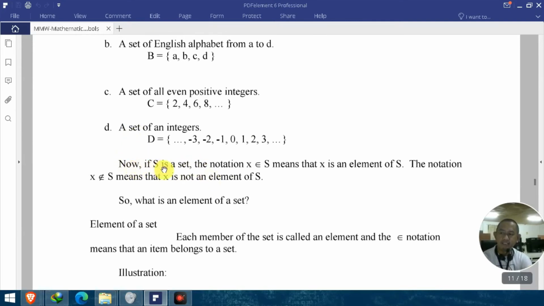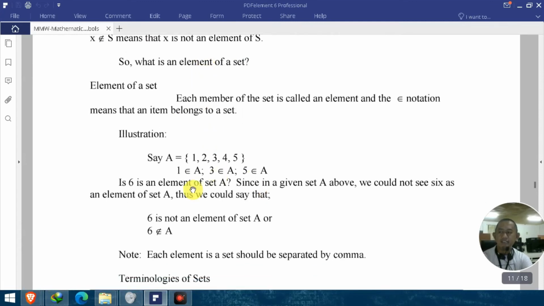Now, if S is a set, the notation is x. Then we have this symbol here, meaning x is an element of S. The notation with this other symbol means that x is not an element of S. For example, we have set A. It has 5 elements: 1, 2, 3, 4, 5. So, 1 is an element of A. 3 is an element of A. And 5 is an element of A.